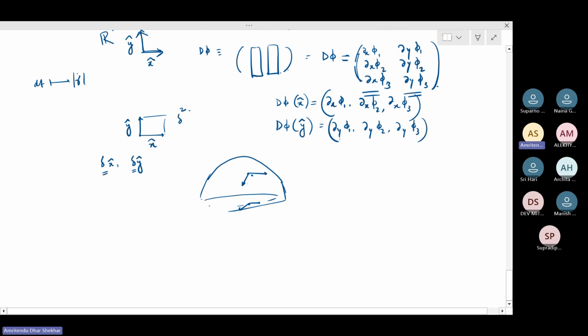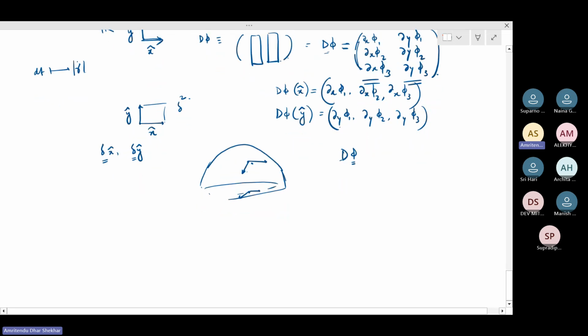And so the factor that you have to multiply with is basically as follows. You consider this matrix d phi, okay, and you consider all 2 cross 2 submatrices of this matrix. So what is a 2 cross 2 submatrix?